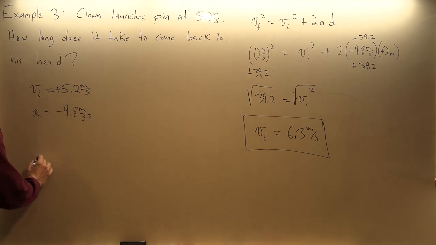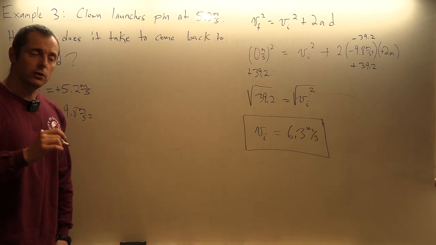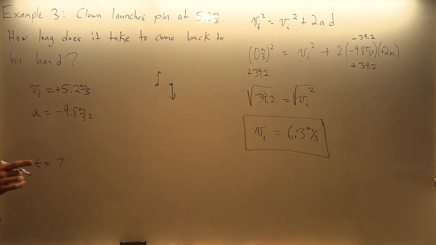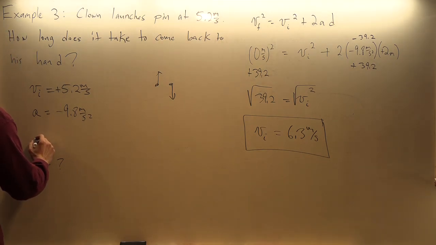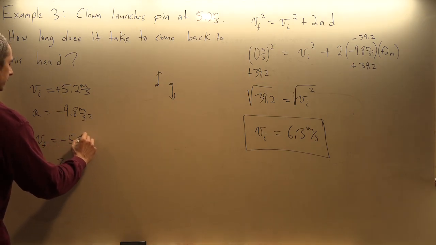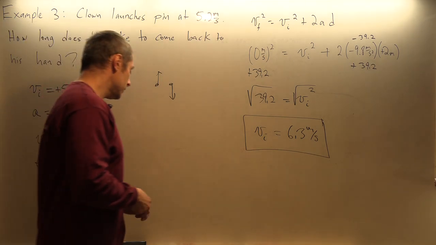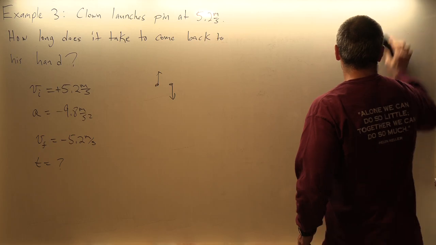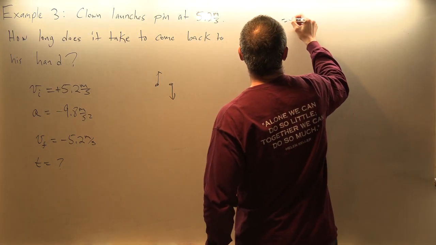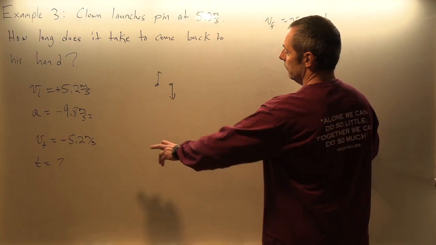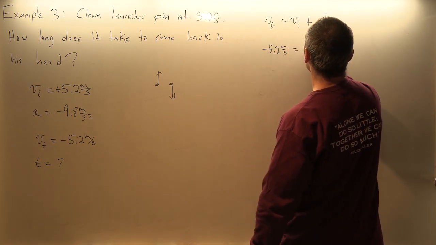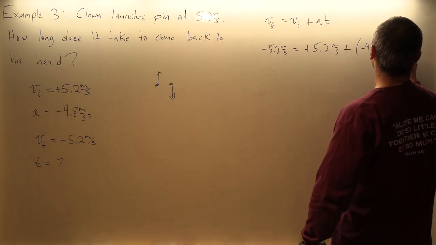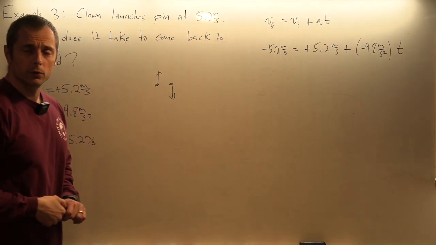Okay? And then the other thing is we're looking for the time, how long. But the other thing that you have to know from launching problems is that if you launch something up, when it comes back down, it comes back with the same speed, but the direction has reversed. So we actually know V final is negative 5.2. Okay? So if we look for a formula, the formula is V final equals V initial plus AT. So the final is negative 5.2. The initial is positive 5.2. And negative 9.8 is the acceleration, and time is the unknown. And we solve for the unknown.